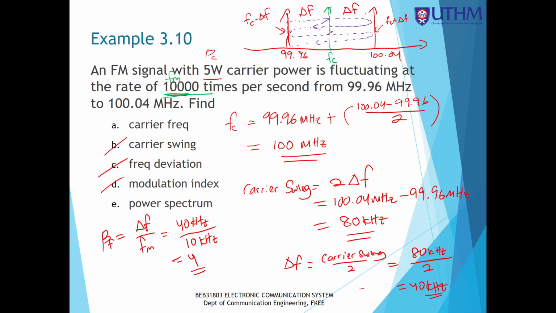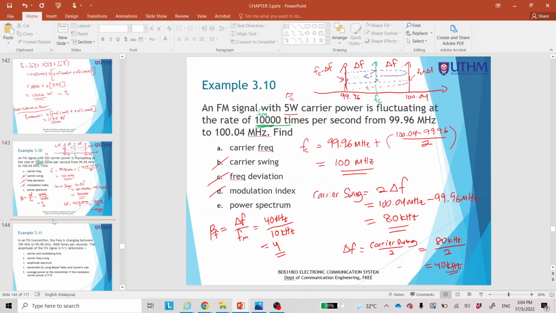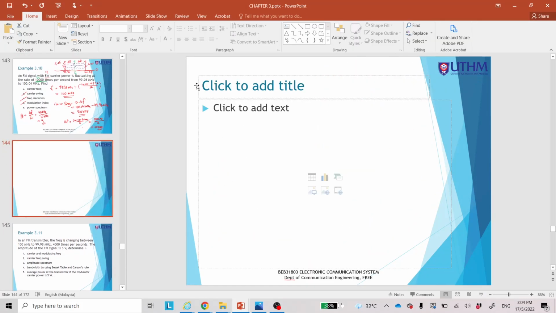Because from the Bessel table, for modulation index 4, the sideband will be 7. Okay, sideband would be 7. So okay, let's draw. Wait, I need more slides. So I will add one more slide here, or maybe 2 slides.